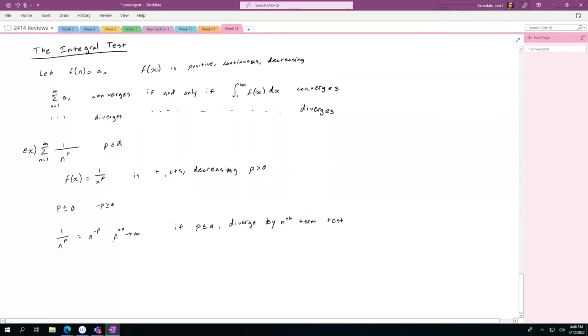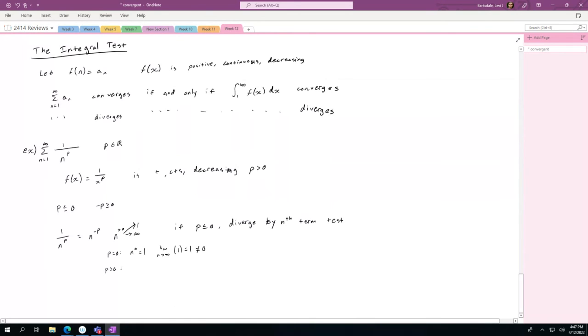Well, if I take the limit as n goes to infinity of n to the power of something greater than or equal to 0, this is either going to be infinity, or potentially if p is equal to 0, it could go to 1. So when p is equal to 0, I have n to the 0, which is 1, and the limit as n goes to infinity of 1 is equal to 1, which isn't 0, right?